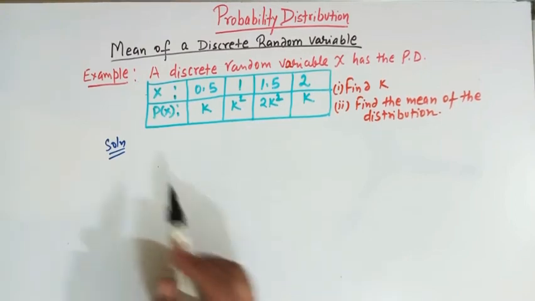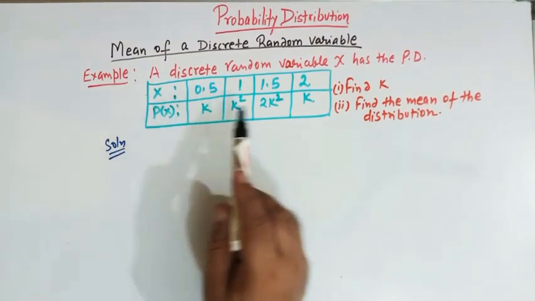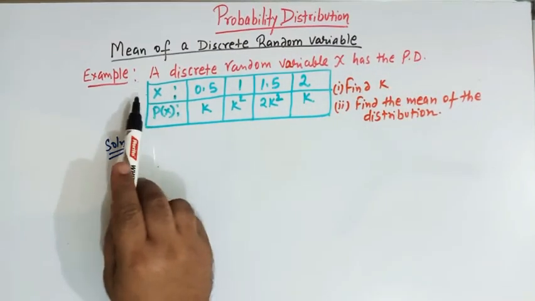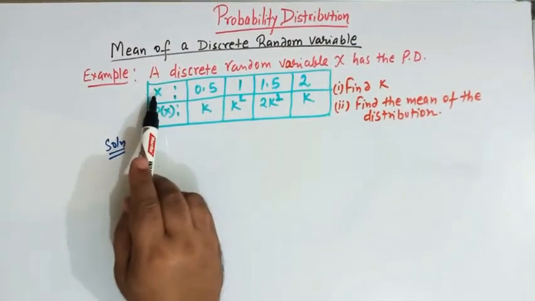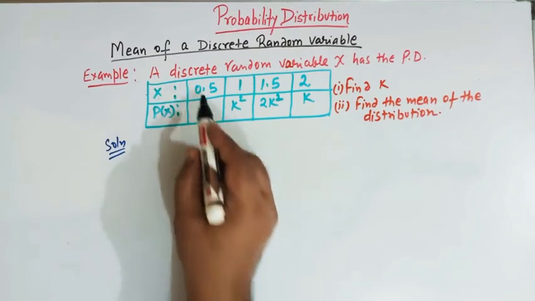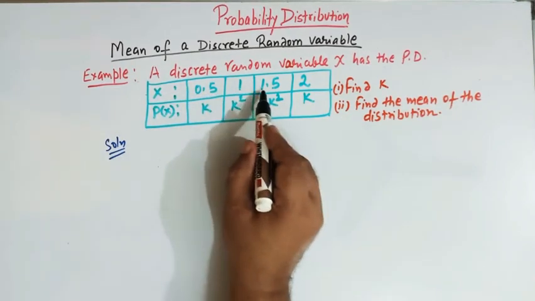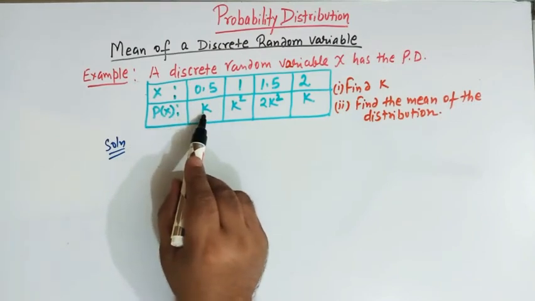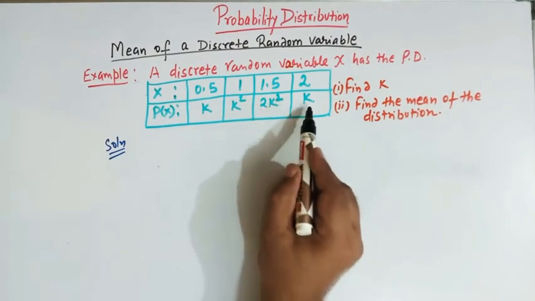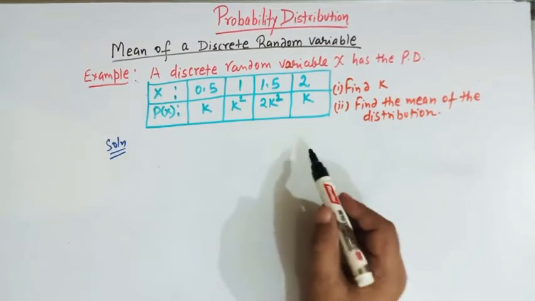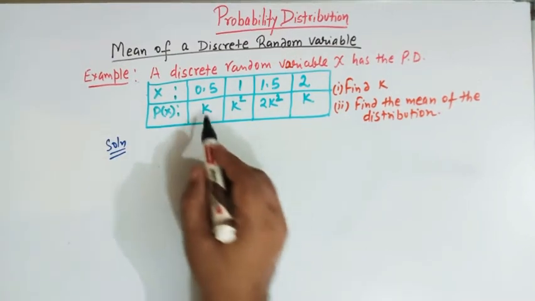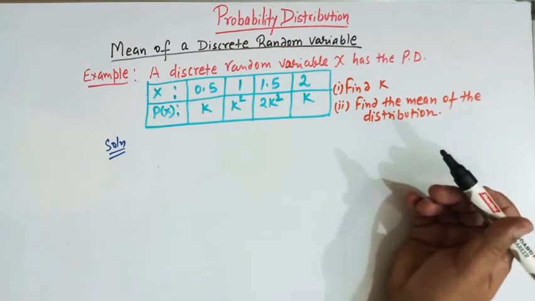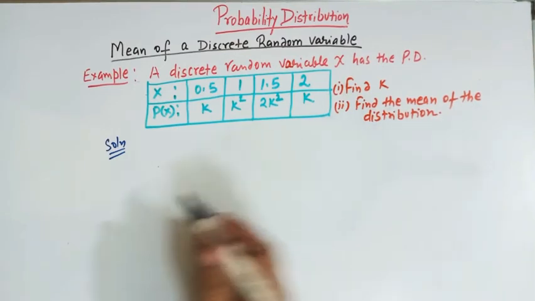Now let us take one more example. So here a discrete random variable x has the probability distribution given by this information. So x takes the value 0.5, 1, 1.5 and 2, and the corresponding probabilities are k, k square, 2k square and k. And again here we see that this k must take the positive value, right? Okay.